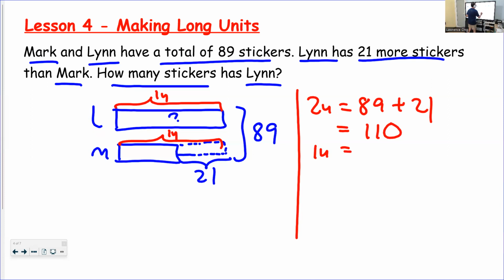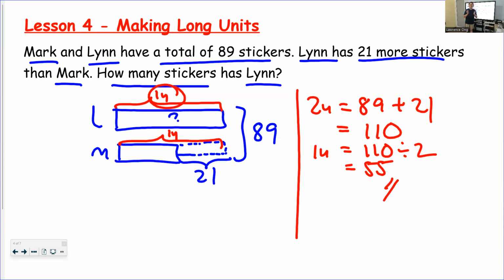So what is your 1 unit? That will be 110 and then divide by 2, and that will give you 55. So how many stickers has Lin? So Lin has 55 stickers because she has 1 unit. And that's how you solve the problem, right? So when you do it this way, you actually cut down the steps, right? You reduce the steps so that you can get the answer faster.